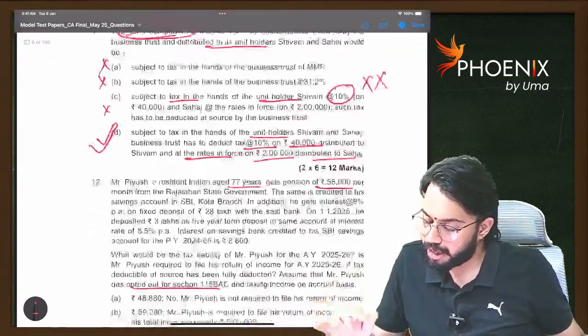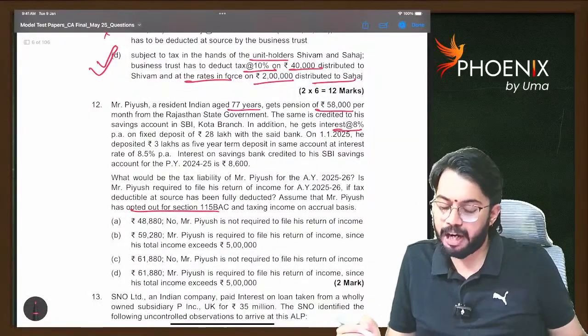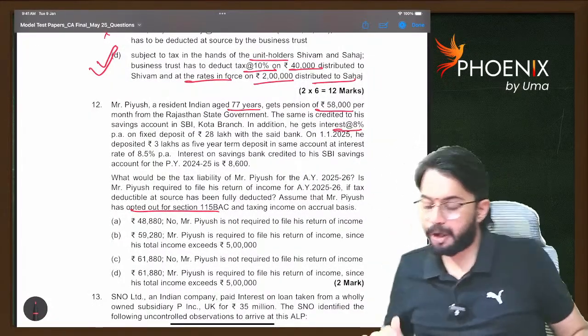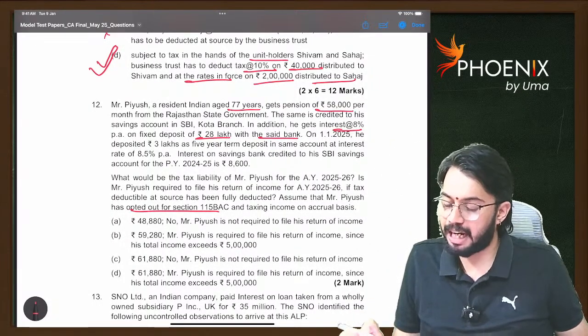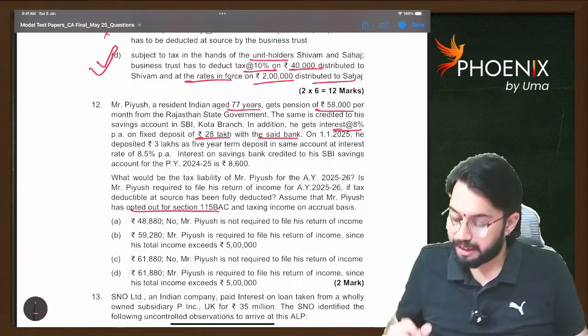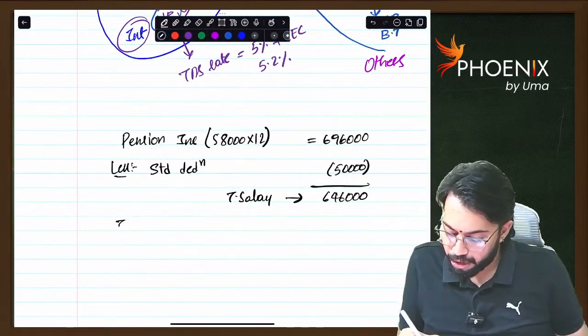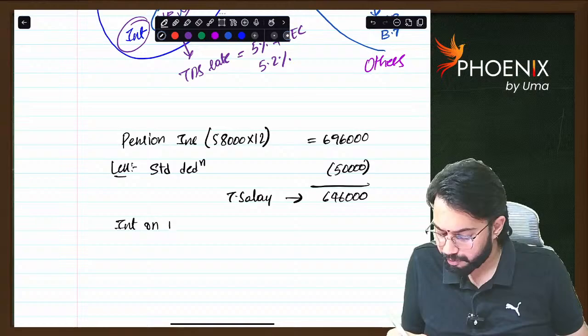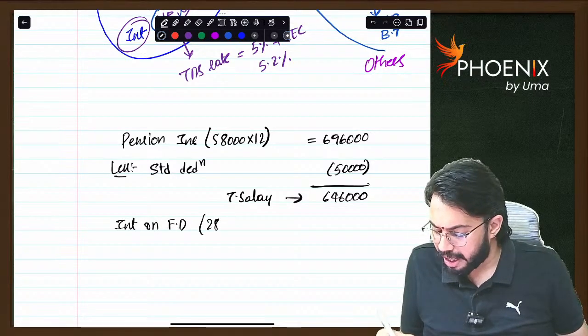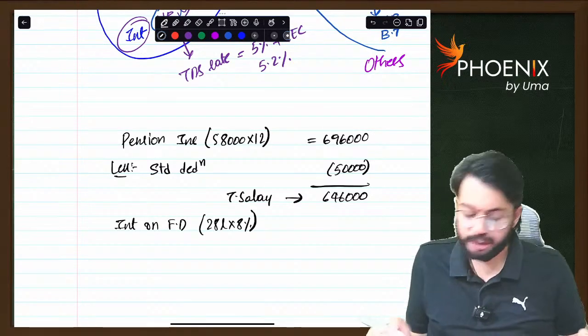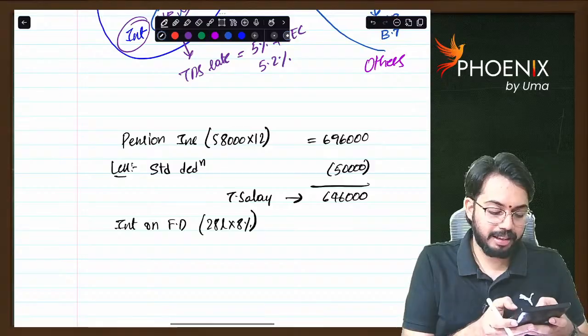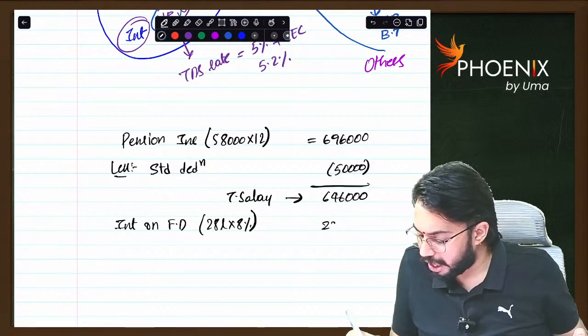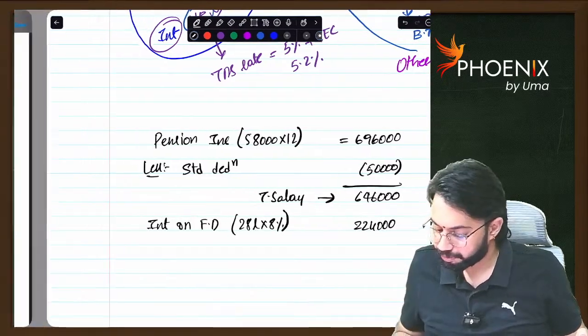In addition to that, he gets interest at the rate of 8% per annum on fixed deposit of 28 lakhs with said bank. So, interest on fixed deposit, interest on FD, 28 lakh into 8%. How much? 28 lakhs into 8%, 2,24,000.